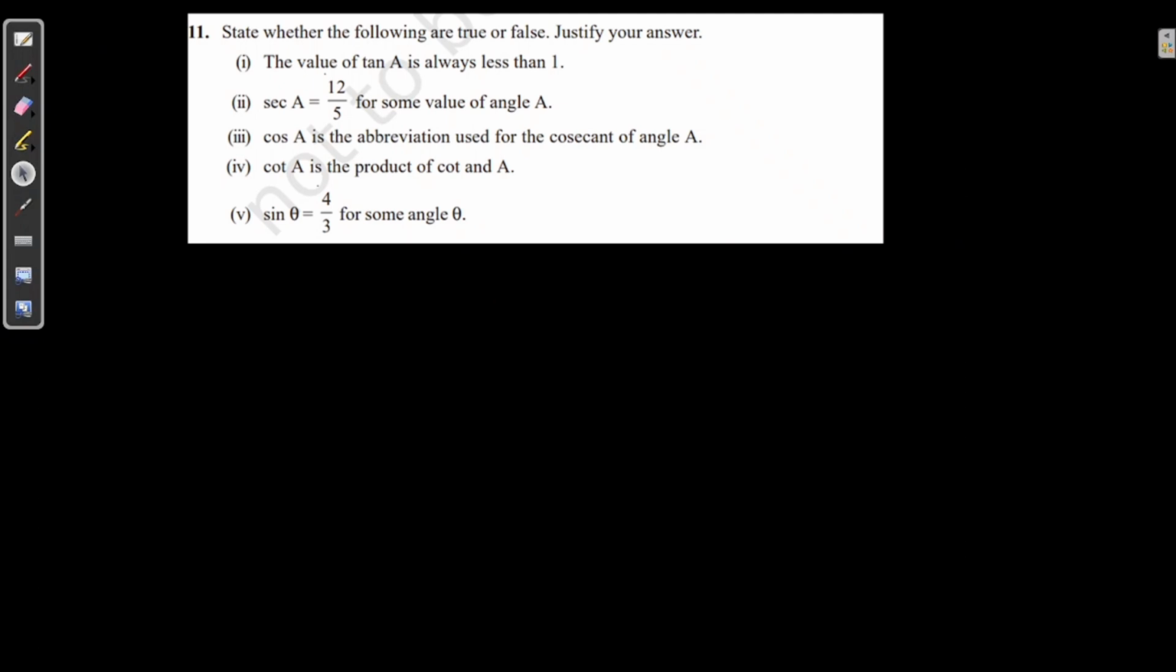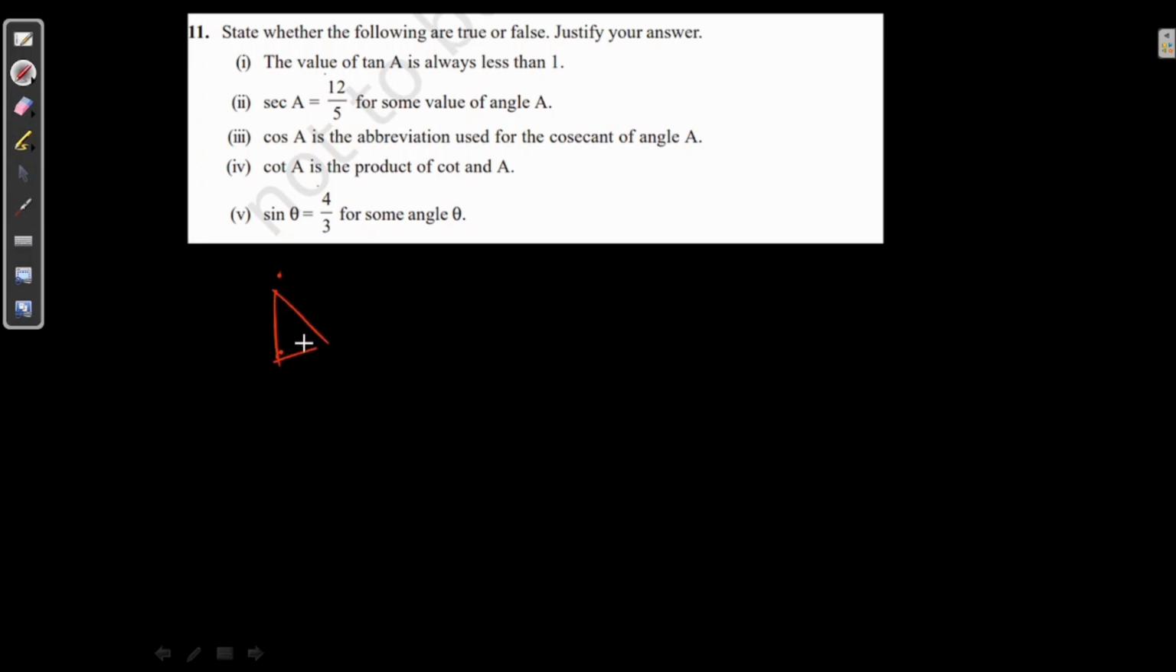Okay. So justification is also needed. The value of tan A is always less than 1. First we have to tell yes or no. Although we have seen the trigonometric table for some special ratios, in that we know that the value of tan A can go up to infinity. Sometimes it is more than 1. But what they are saying, the value of tan A is always less than 1.